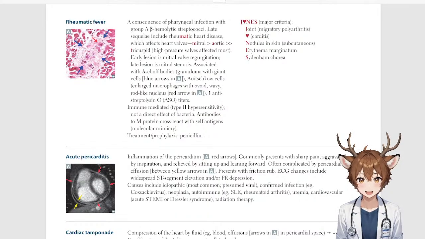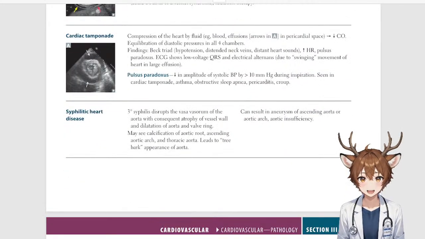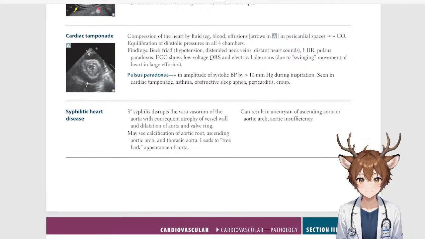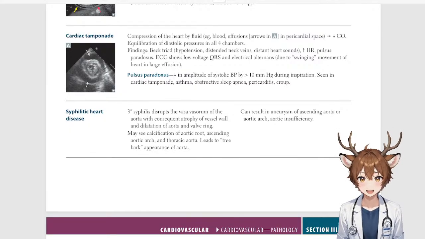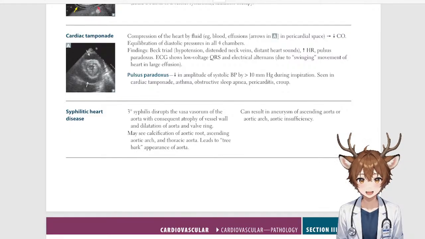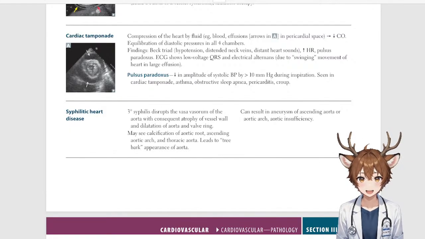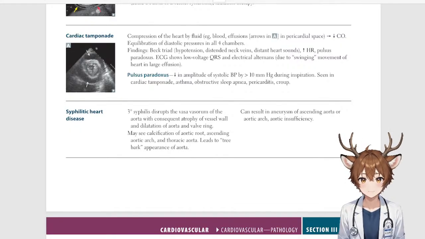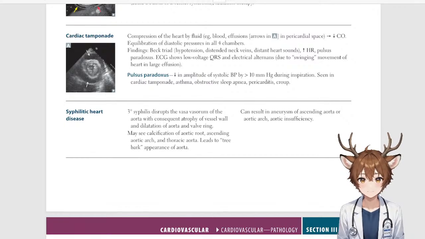Now I have syphilitic heart disease, which I would assume is either not present or, here we go. Syphilitic heart disease. Tertiary syphilis disrupts the vasa vasorum of the aorta with the consequent atrophy of vessel wall and dilation of aorta and valve ring. May see calcification of aortic root, ascending aortic arch, and thoracic aorta, leads to the tree bark appearance of aorta. Can result in aneurysm of ascending aorta or aortic arch, aortic insufficiency.